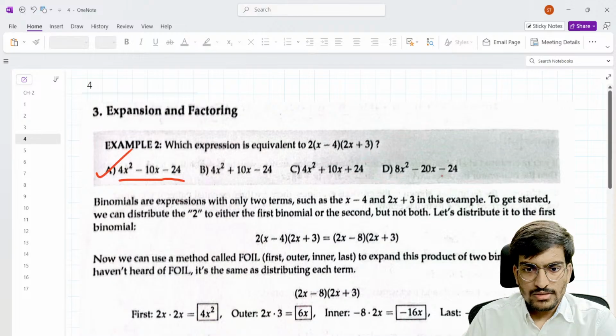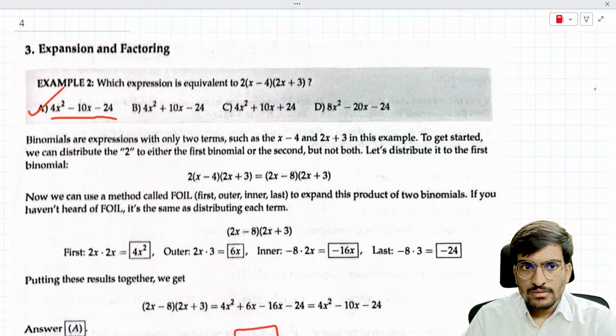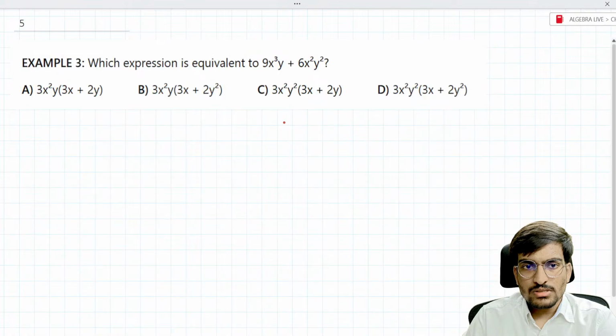Okay, I'll just continue. So now let's go with expansion and factoring. Which expression is equivalent to this? And we are already done with this, option A. Let's go for the next question. So which expression is equivalent to this?